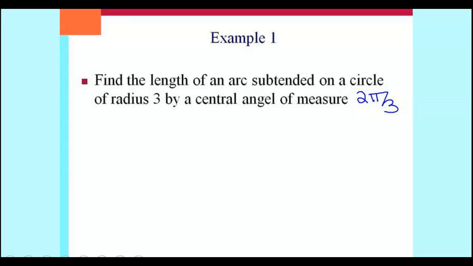It says find the length of an arc subtended on a circle of radius 3 by a central angle of measure 2/3. So again, arc length is equal to r theta. R is 3. Theta is 2/3. So the arc length is 2 pi.